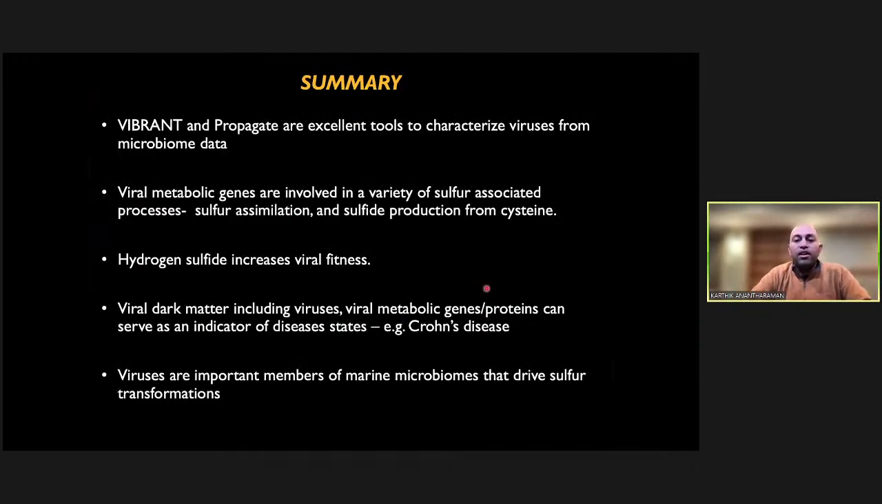Now, to summarize what I told you today, I showed you details associated with 2 different softwares, but in general, we have a lot of excellent bioinformatic tools that can enable us to characterize viruses from microbiome data. I showed you that viral metabolic genes are involved in a variety of sulfur-associated processes, primarily sulfur assimilation and sulfide production from cysteine. I showed you that hydrogen sulfide can increase viral fitness. Viral dark matter, including viruses and metabolic genes, can serve as an indicator of disease states, such as in Crohn's disease. And finally, I showed you that viruses are important members of marine microbiomes that can drive sulfur transformations.